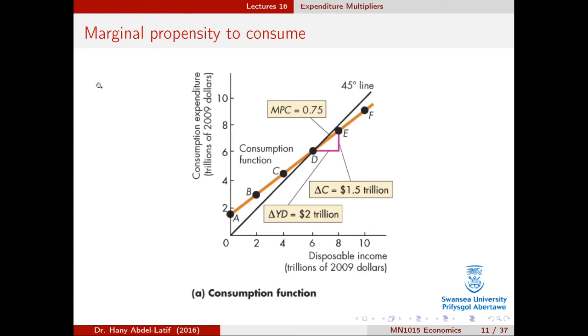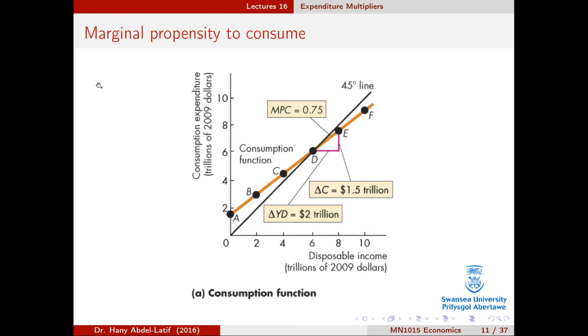So between D and E, for example, you will see that the change in consumption was 1.5, and the change in disposable income between D and E was 2. So 1.5 divided by 2 gives us 0.75. That is another way, because we agreed that the marginal propensity to consume is just the slope of that function. So that's another way to find the marginal propensity to consume.